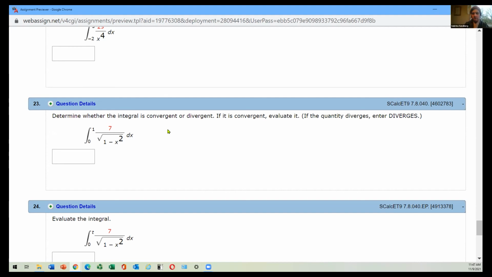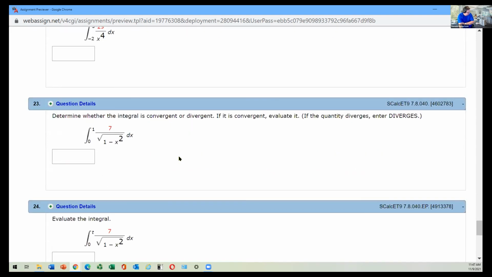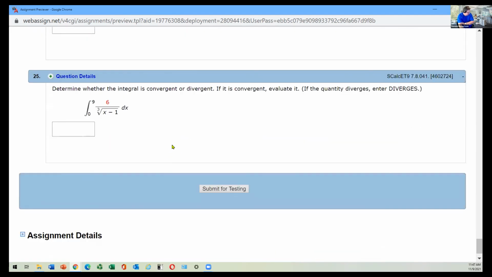Is that one going to converge just looking at it? Can you tell? Doesn't it have a square root in the bottom? It's going to converge. Wouldn't that actually be the same question, it looks like, at least in mine? And that's the last question.